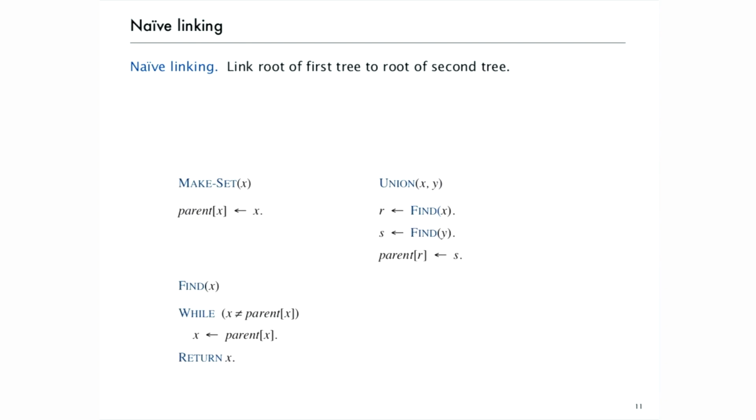Okay. And what is union of x, y? So we are doing naive linking. So first I find R, which is find of x. So I have found the root of the tree which contains x, and S, which is find of y. And then what should I do? I have to link S to R. So who is the parent of S? It is R.